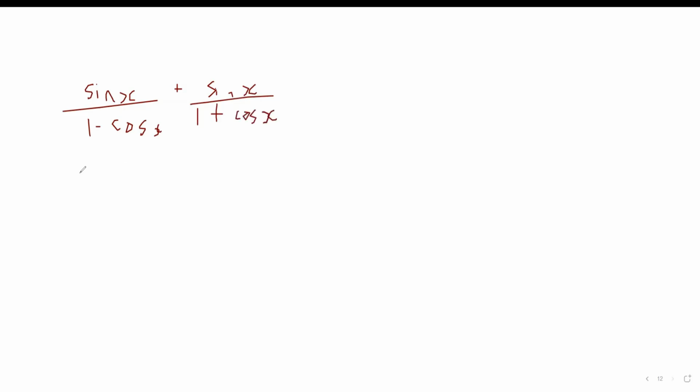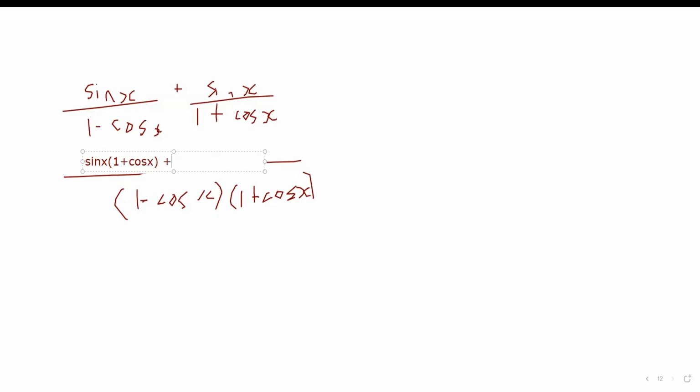Since this is what we have, first thing we need to do is find the LCM. This is going to be 1 minus cos x multiplied by 1 plus cos x. And so in the numerator, we're going to have sine x multiplied by 1 plus cos x, plus sine x times in bracket 1 minus cos x.